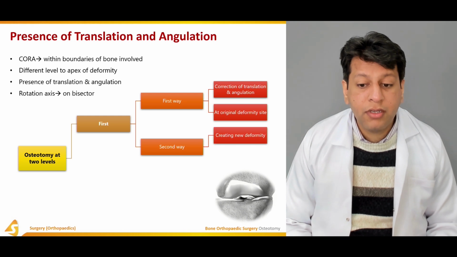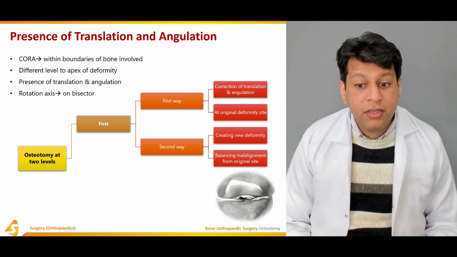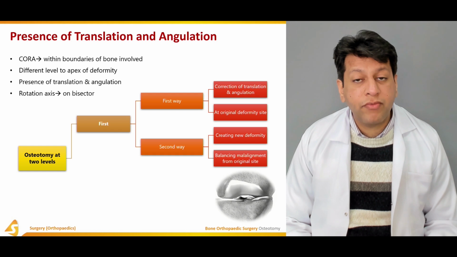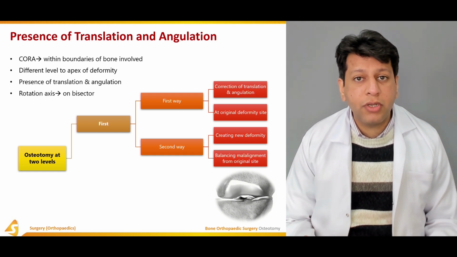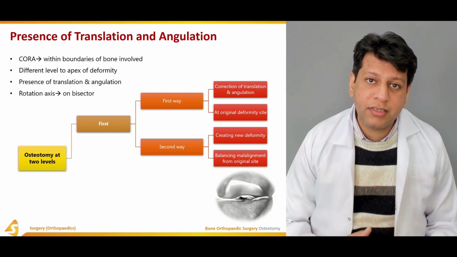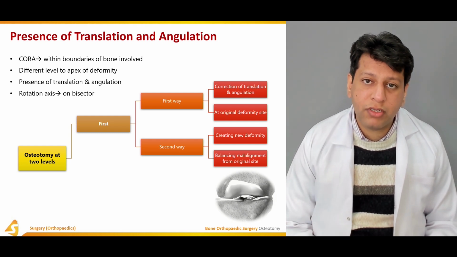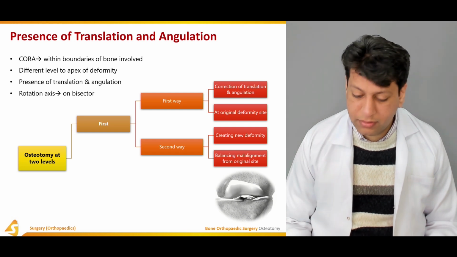Second option is creating a new deformity which actually balances the malalignment of the original site. So if there was 20 degrees of varus, we can produce 20 degrees of valgus at another site so that the overall limb rotational axis is actually balanced.